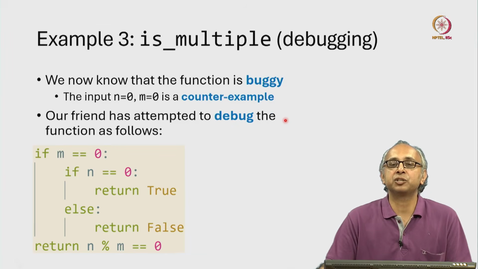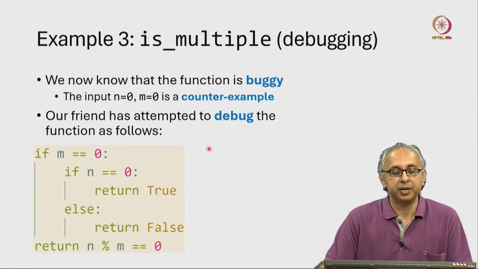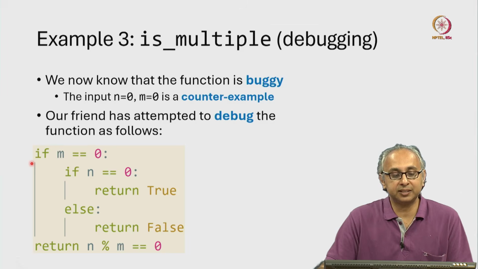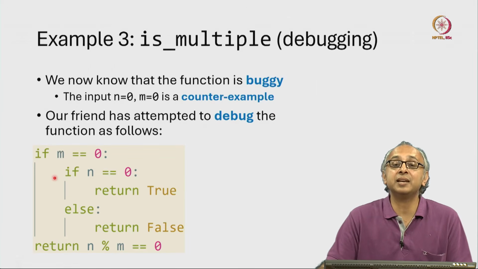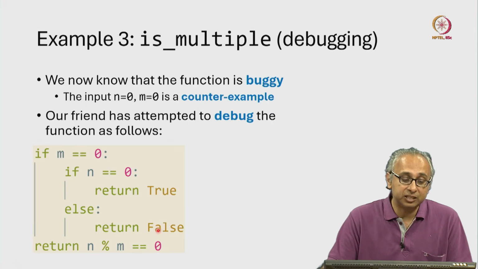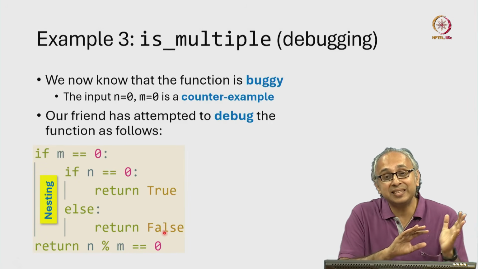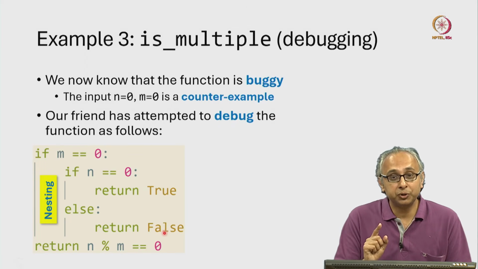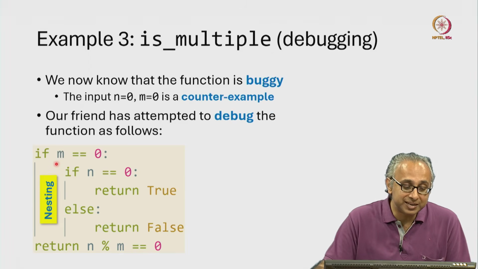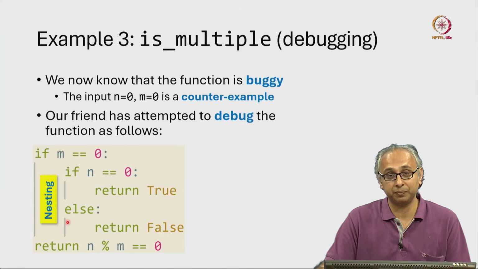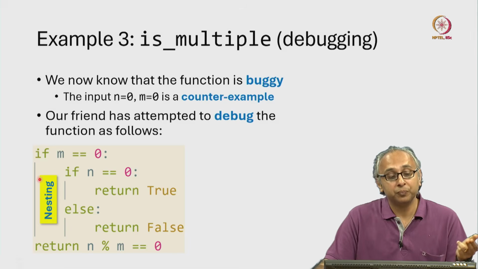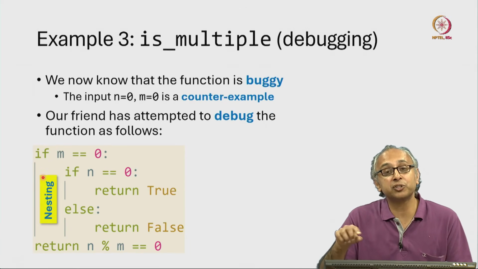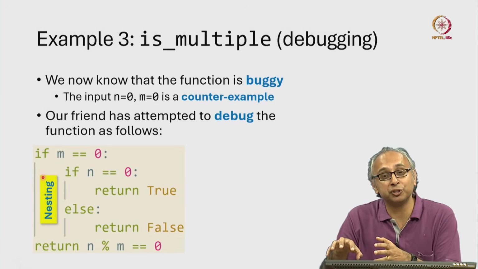Now our friend has tried to debug this code for us. In the region of the code where we had this condition, if m is equal to 0, after the colon is an indentation, and in that block our friend has nested another if condition. Now it's important to remember that when you are talking about nested if conditions, we execute the code in the order of the statements. This is not like nesting functions where we execute the inner function first.